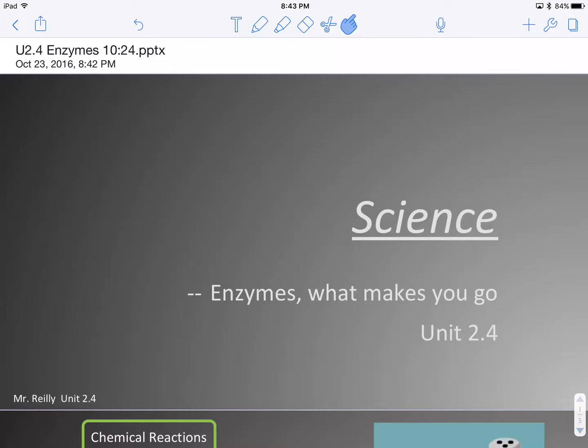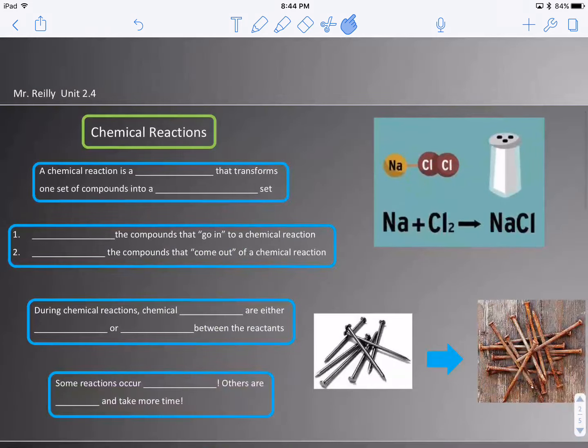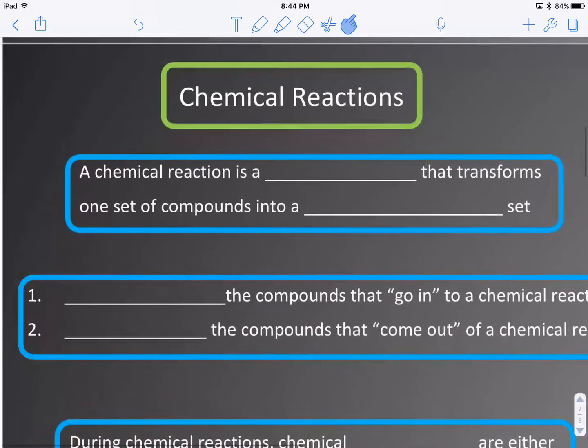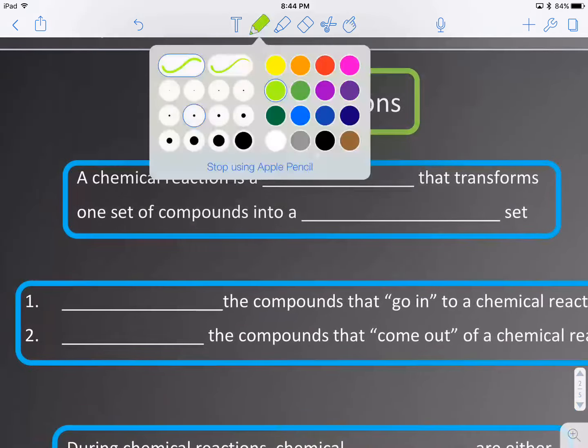Hey there guys, today we're going to be starting our new unit on chemical reactions, and specifically today we're going to be looking into the very beginning of enzymes. I think this will be a really cool chapter, and it's stuff that applies to pretty much what you do in everyday life. So, first of all, we're going to define what a chemical reaction is, okay?